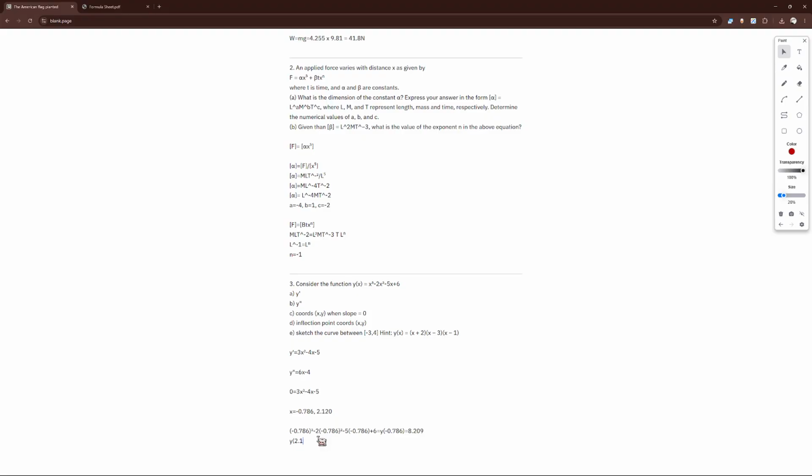Okay? And then we do the same thing with 2.120, but I'm not going to rewrite it. Y of 2.120 is equal to, let me just quickly put this in the calculator. Y cubed minus 2y squared minus 5y plus 6. This gives us negative 4.061.